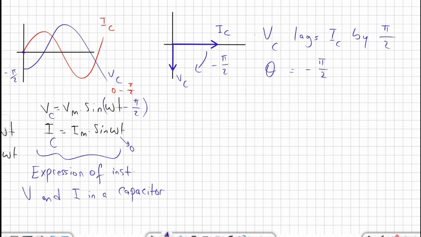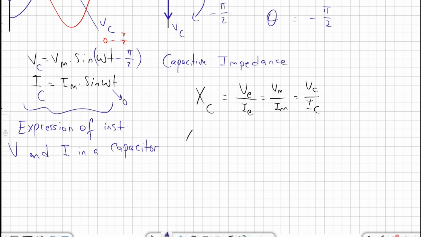Here we also don't have any resistance, but we have an opposition, which is because of the source potential difference in the capacitor. We will call it again impedance. The impedance is because of the capacitance of the capacitor, so we will call this capacitive impedance. The symbol of impedance was X, and XC stands for capacitive impedance. Again, capacitive impedance will be equal to V effective over I effective, V max over I max, and VC over IC. XC will be depending on the frequency.